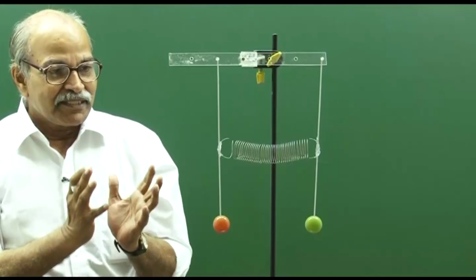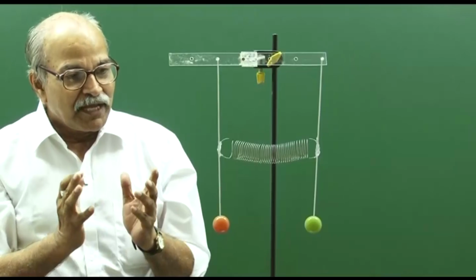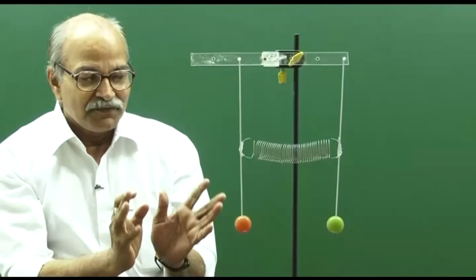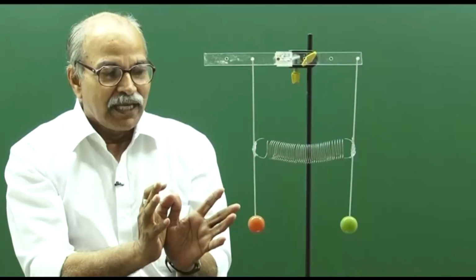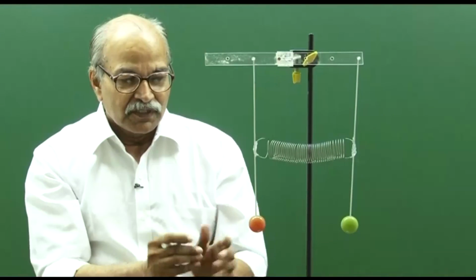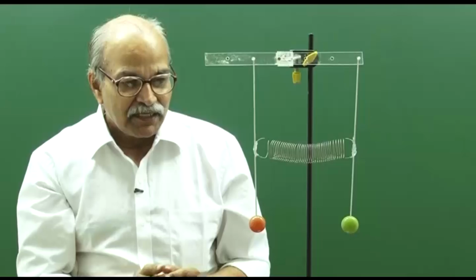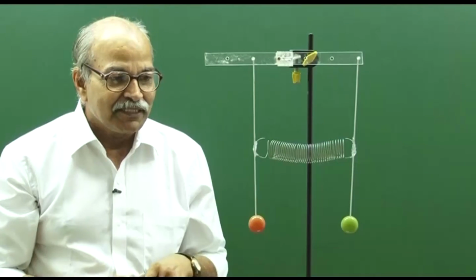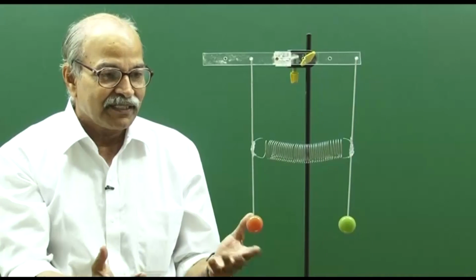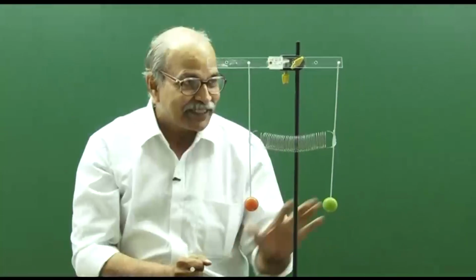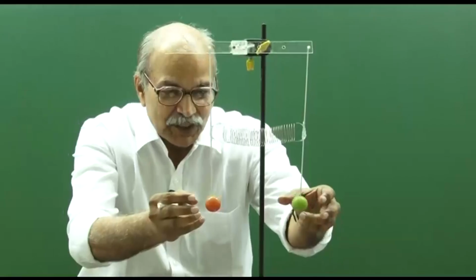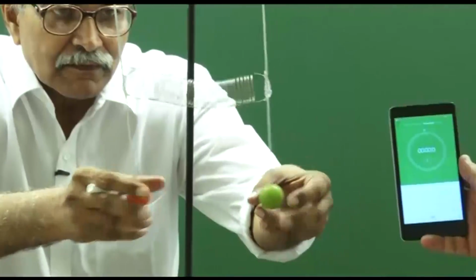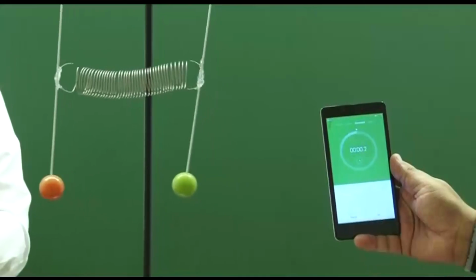Now, this vibrating system can be vibrated in several manners. One is very simple, the simplest, and that I will be doing now. I will oscillate it, and I will ask Anurag ji to measure the time for 10 oscillations, and then we will get the time period. Ready? Okay. So, I am starting the oscillations. Start.